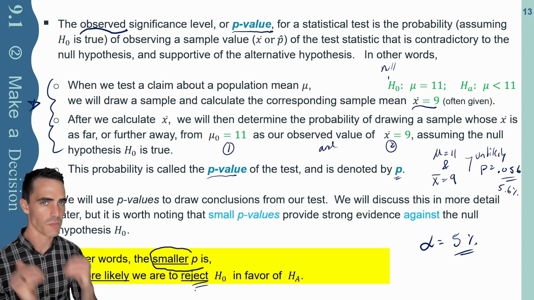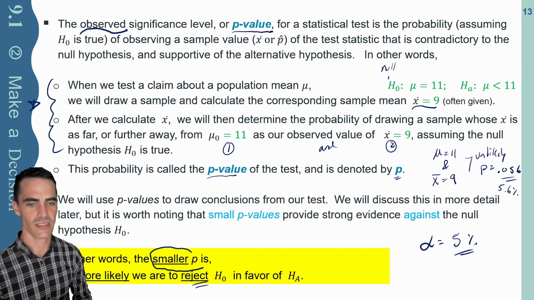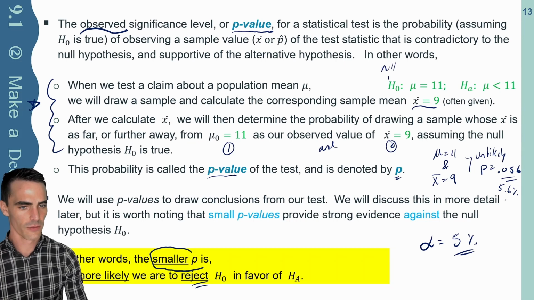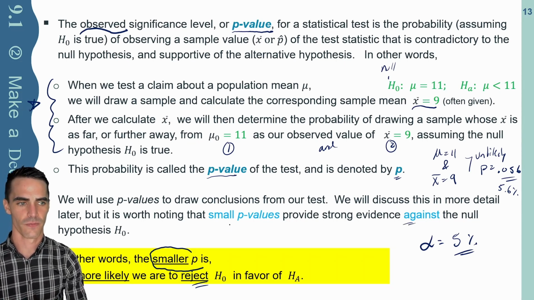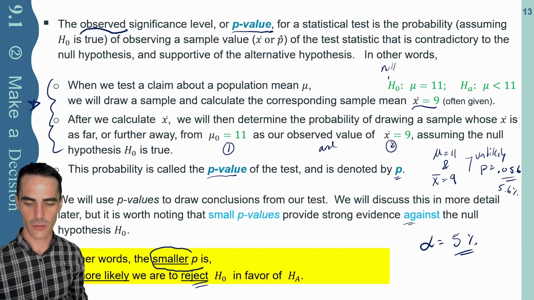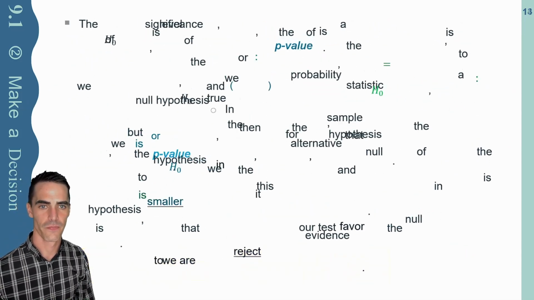We want the smallest p-value, the smallest probability possible, because the smaller it is, the stronger our evidence is to reject, or in other words, you could say against the null hypothesis. So we want smaller p-values because, again, it's a likelihood that two things are true at the same time, and we want that to be unlikely.